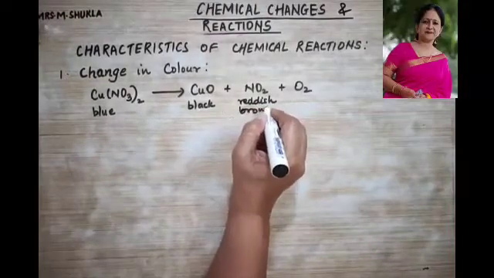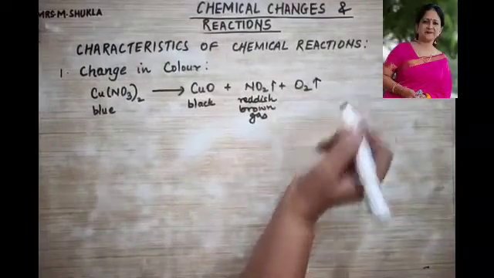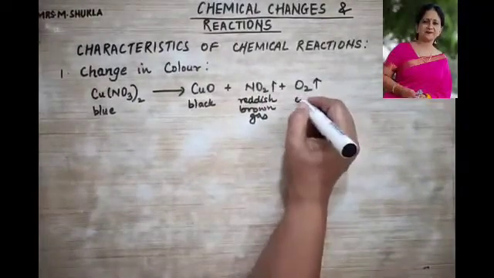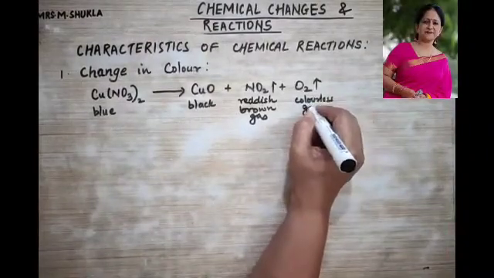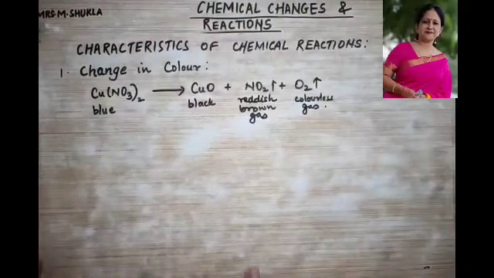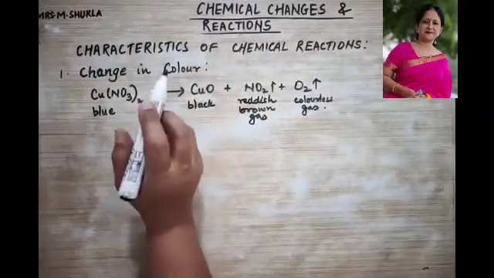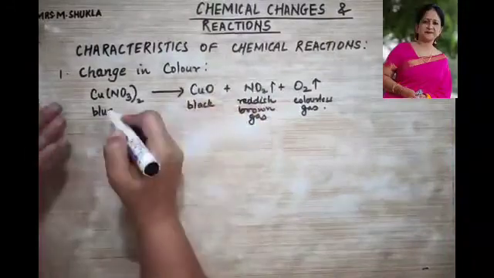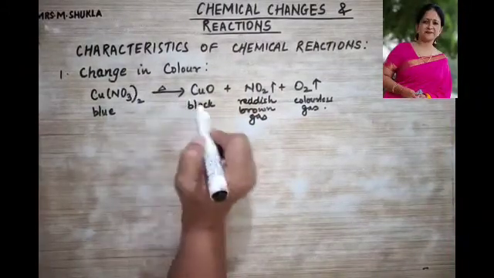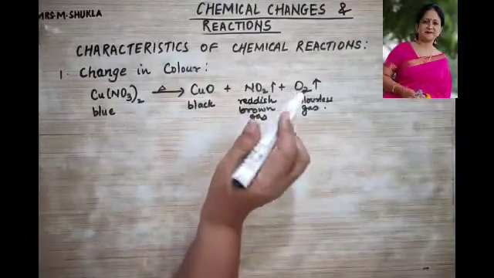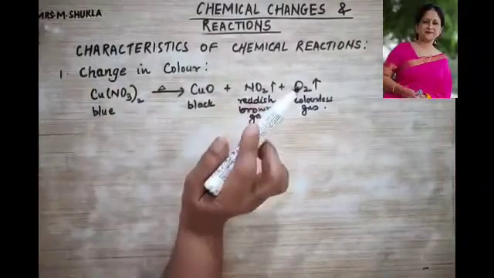brown gas was evolved. A reddish brown gas was also evolved. A colorless gas also was given out. So basically, if you are talking about substances that are left behind, before the reaction began, the copper nitrate was of blue color. Once you heat it, it changed to black color and some reddish brown gas was given out. Clear? So there was a change in color.